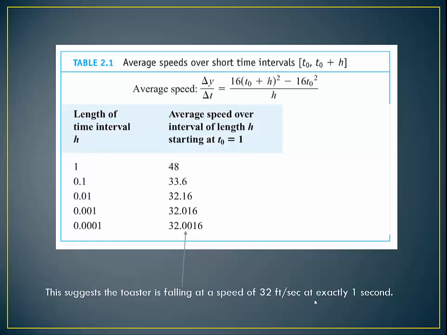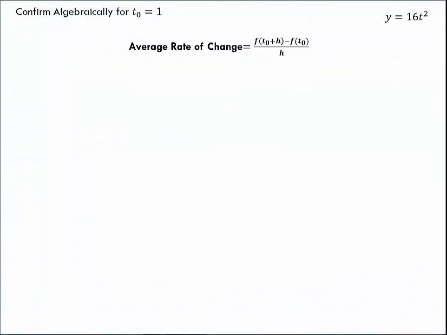second. And that's the important part: now I'm going to say at exactly 1 second, I don't care between 1 and 2 seconds or between 1 and 1.1 seconds. I want to know at exactly 1 second how fast that toaster is falling. So we just came up with, and we said at exactly 1 second, the toaster was falling 32 feet per second. We could actually prove that algebraically.